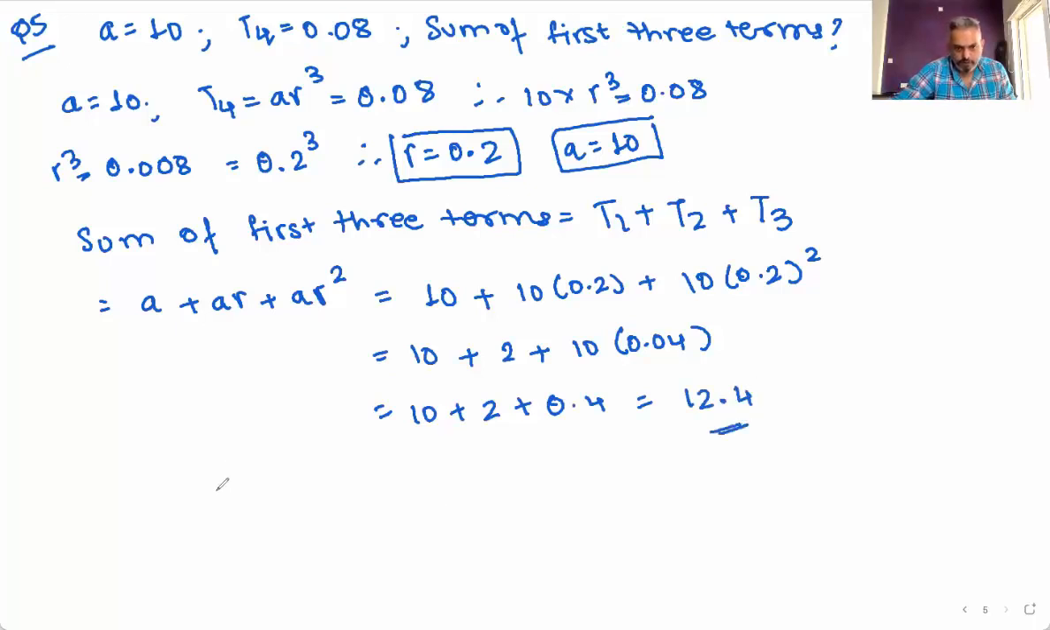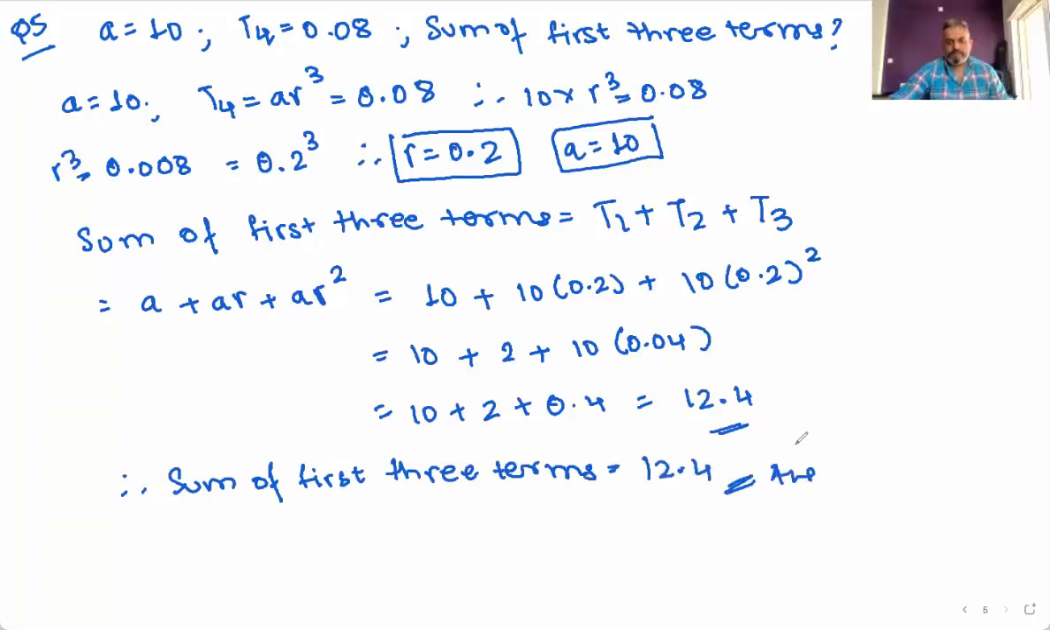So therefore, the sum of the first three terms is equal to 12.4. Answer.